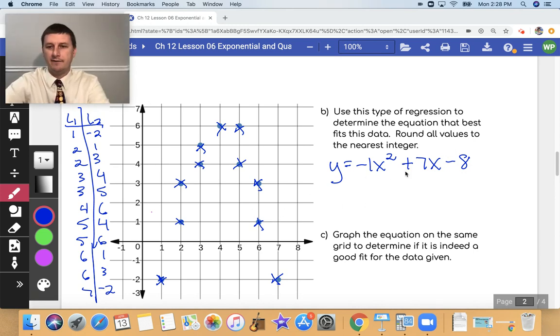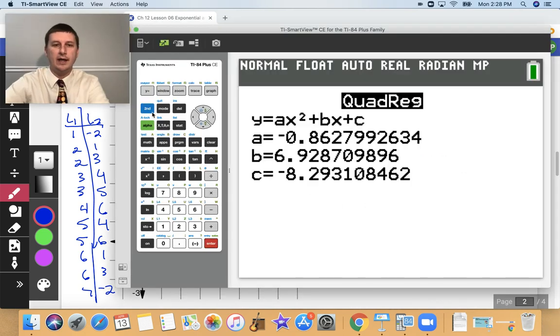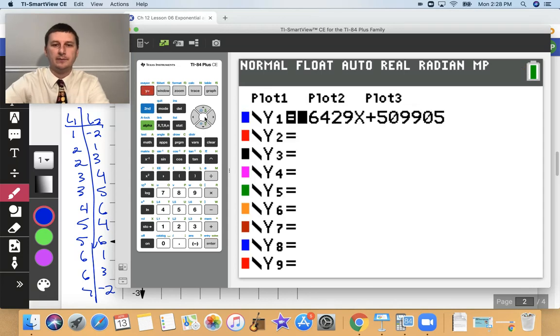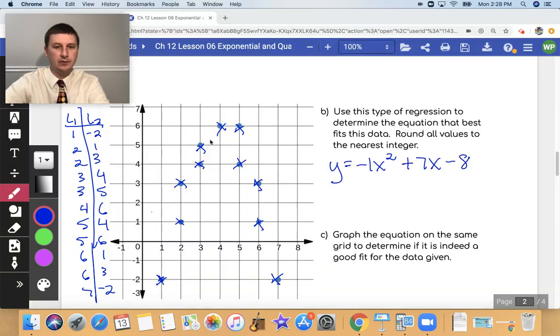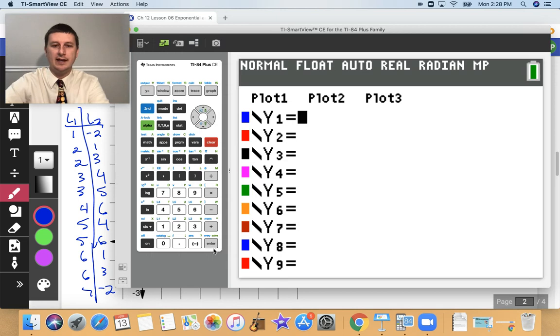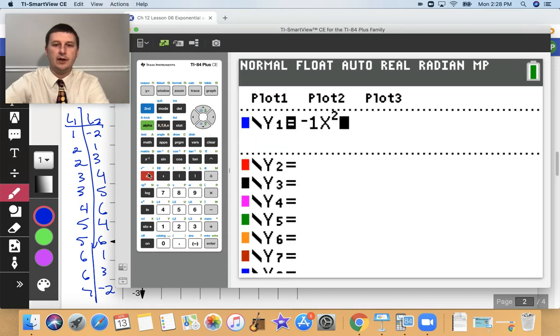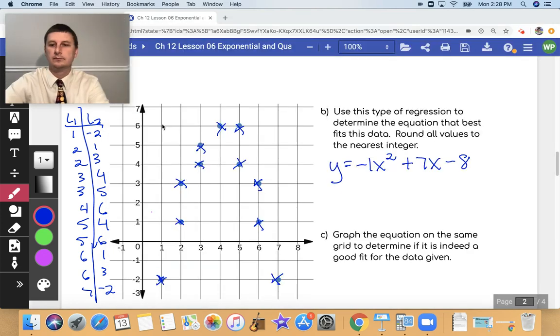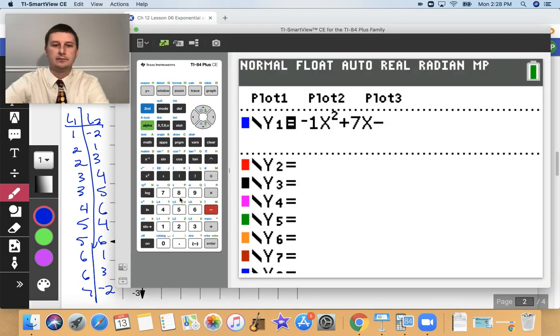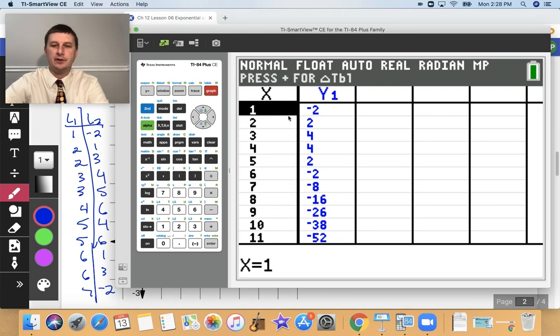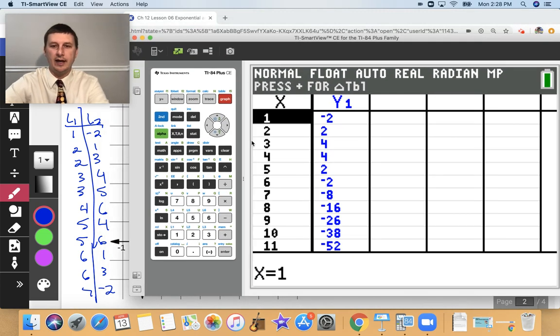How are we going to graph this equation? Well, let's go to y equals, where we're used to graphing. And we're going to put in the equation negative 1x squared plus 7x minus 8. Now that we've graphed that, we want our table of values in order to graph our table of values on this same graph.